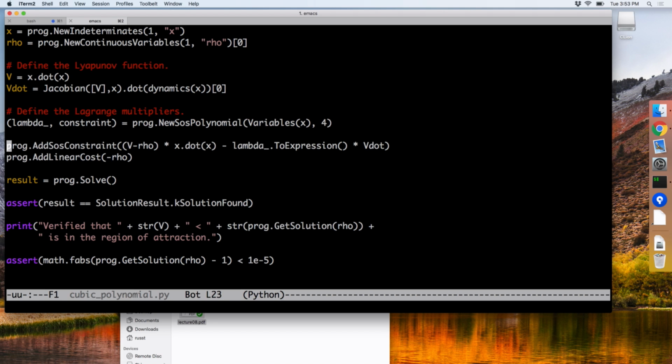And then I'm going to add an additional sums of squares constraint saying V minus rho. I have to knock out the origin, like we did before. I want to allow that it's also, I multiply by x squared just to knock out the origin. Minus lambda times V dot. And then maximize rho. Okay?